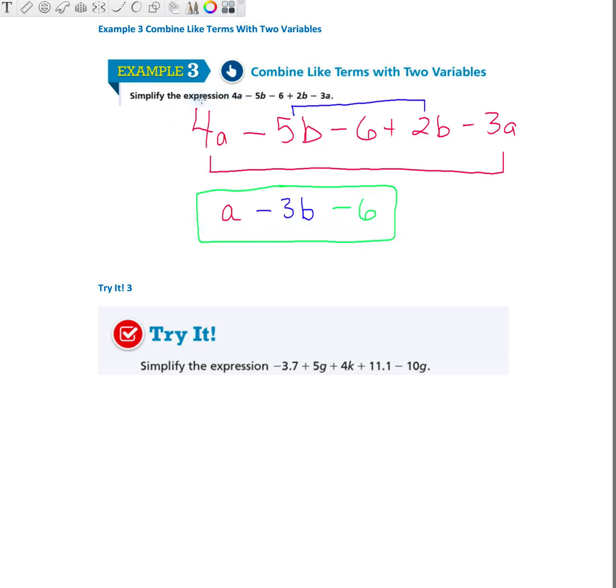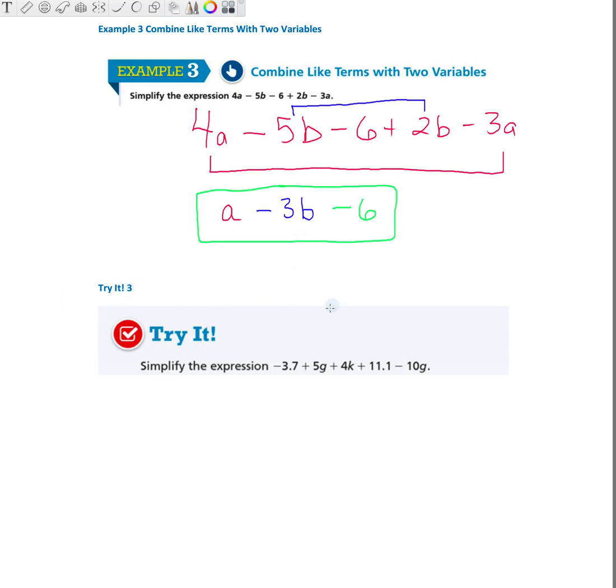You could actually tell just by looking at it. At the beginning, there's an a, b, and a number. You're going to have an a, b, and a number. Unless it's possible, like if this was a 4a and this was a minus 4a, that the a terms would go away altogether. But I can't combine a's with b's, and I can't combine a's and b's with constants. So that is example 3.